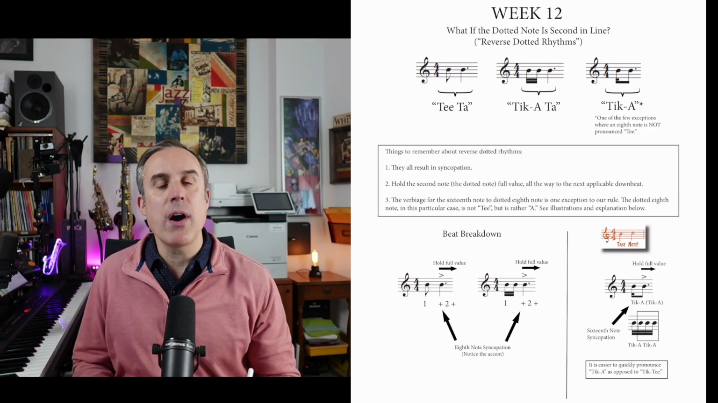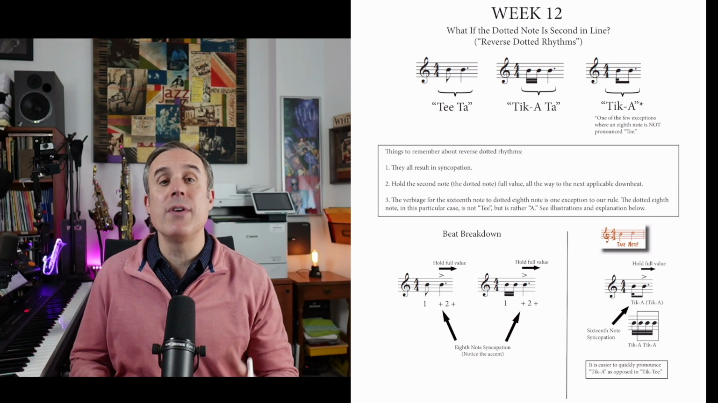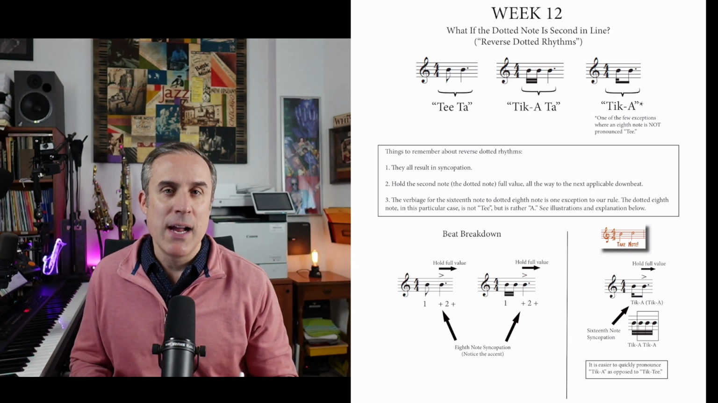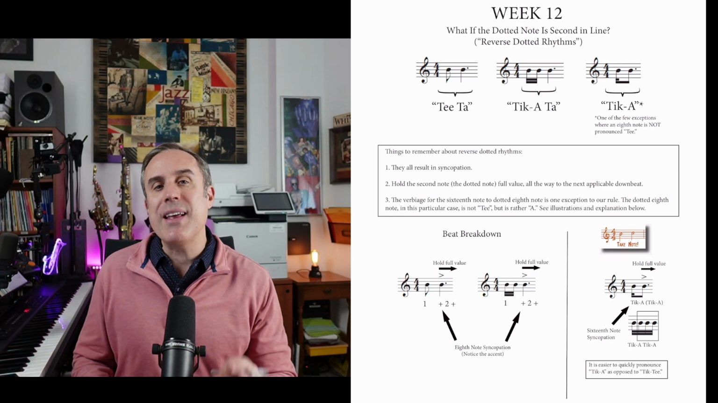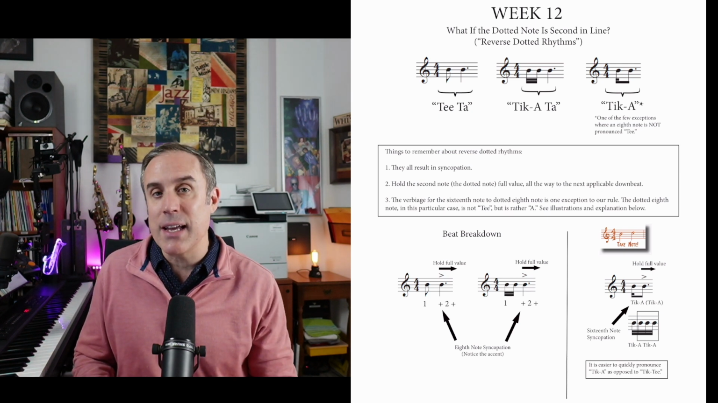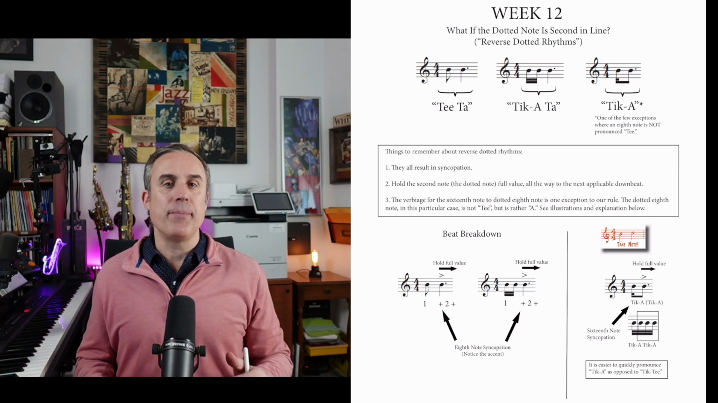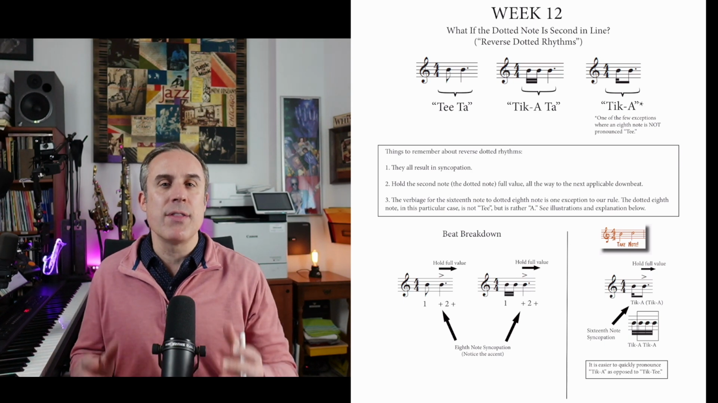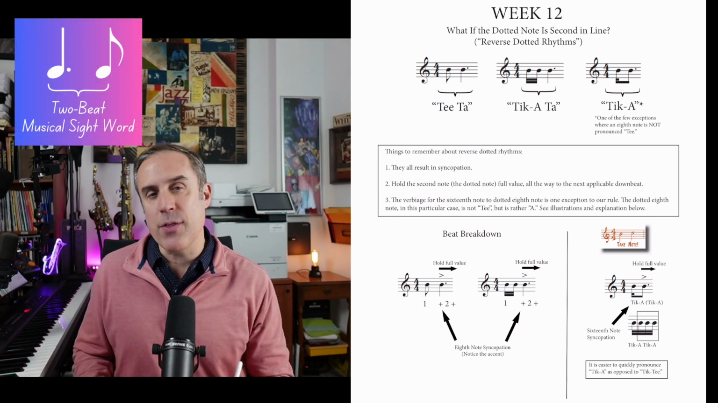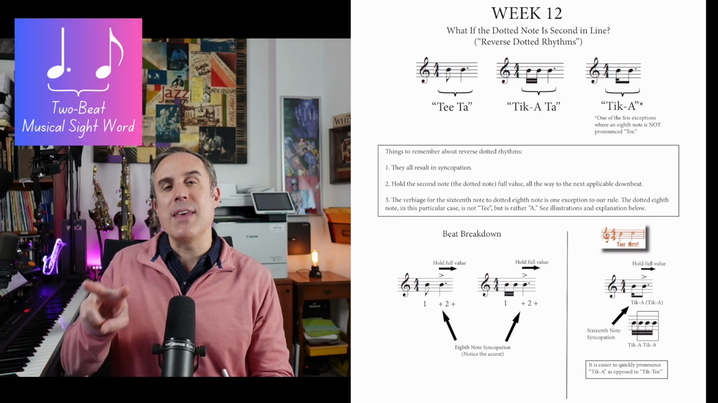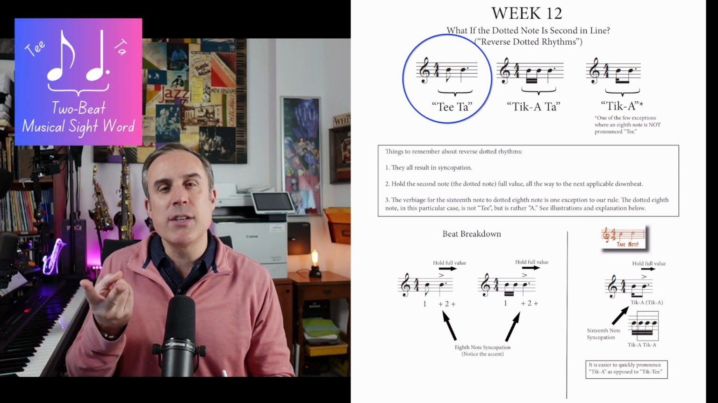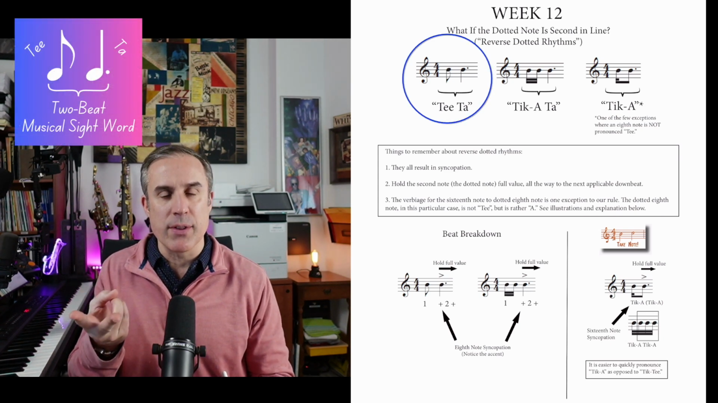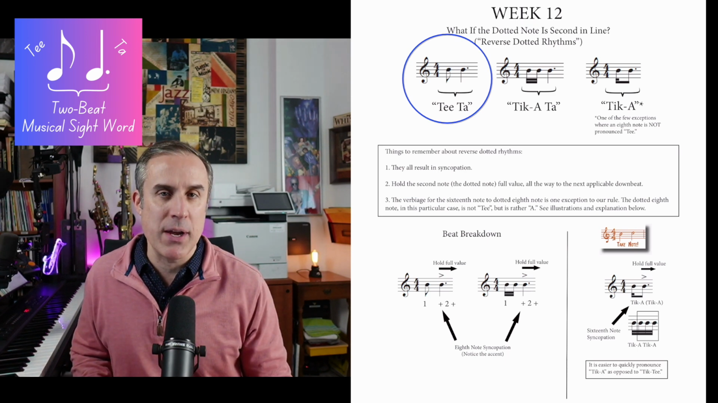All right, here we are at week 12, and as you can see, we've got a lot to discuss. However, there's only one question posed throughout. What if the dotted note is second in line? For example, back in week 6, I introduced the dotted quarter note to the 8th note rhythm. What if we had the 8th note come first and then the dotted quarter note? This is what I call a reversed dotted rhythm, and this will create 8th note syncopation.